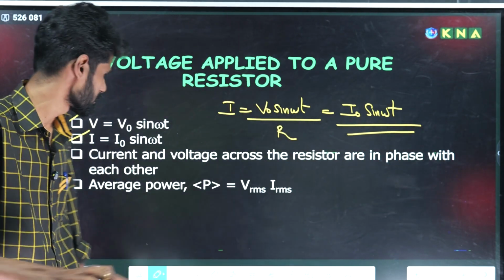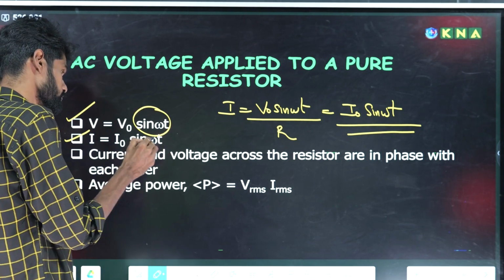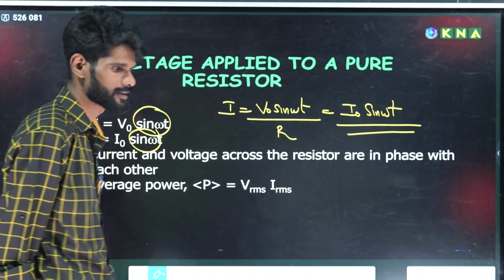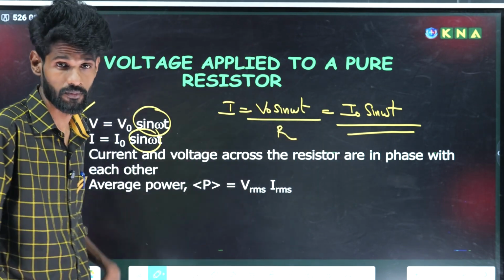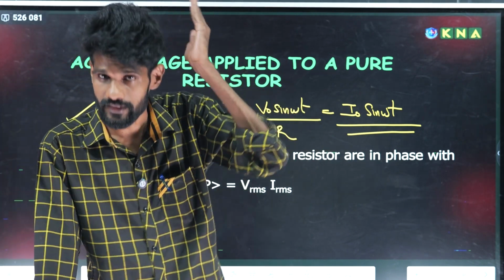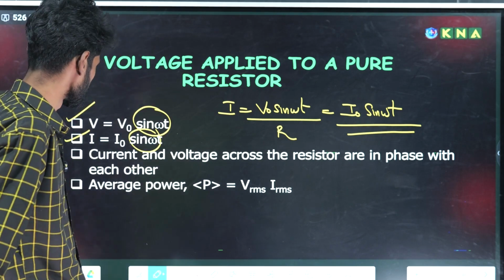That means voltage and current are in the same phase. When voltage is maximum, current is also maximum; when voltage is minimum, current is also minimum. So the voltage and the current are in the same phase in a circuit containing resistance only.